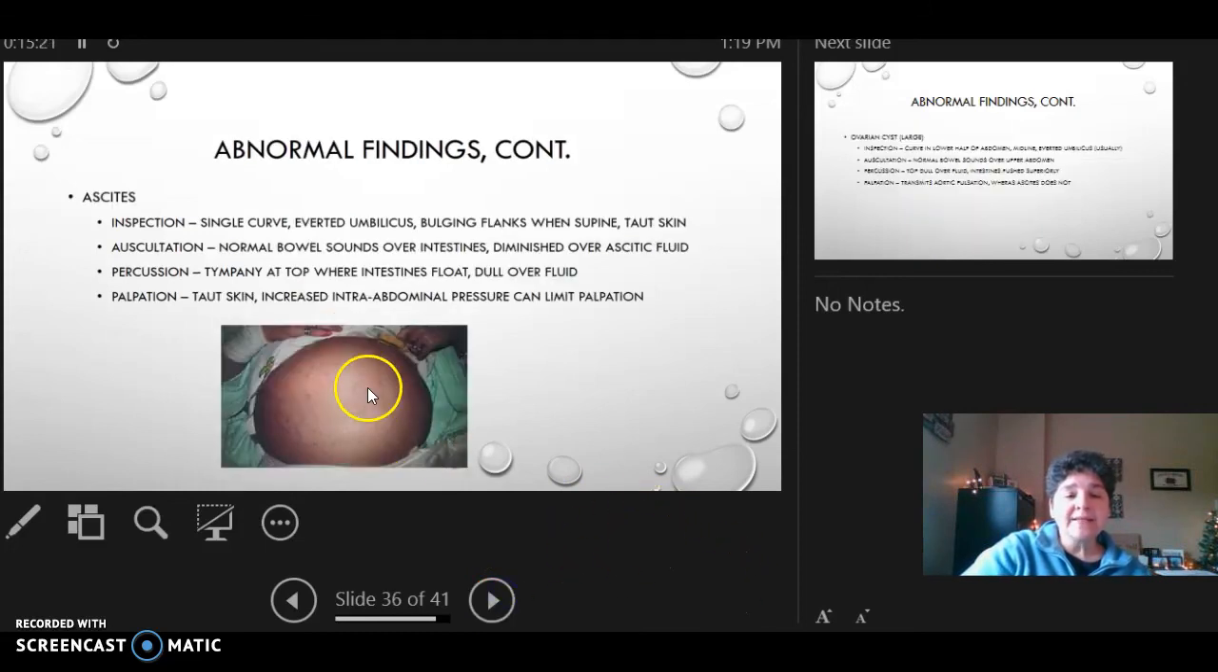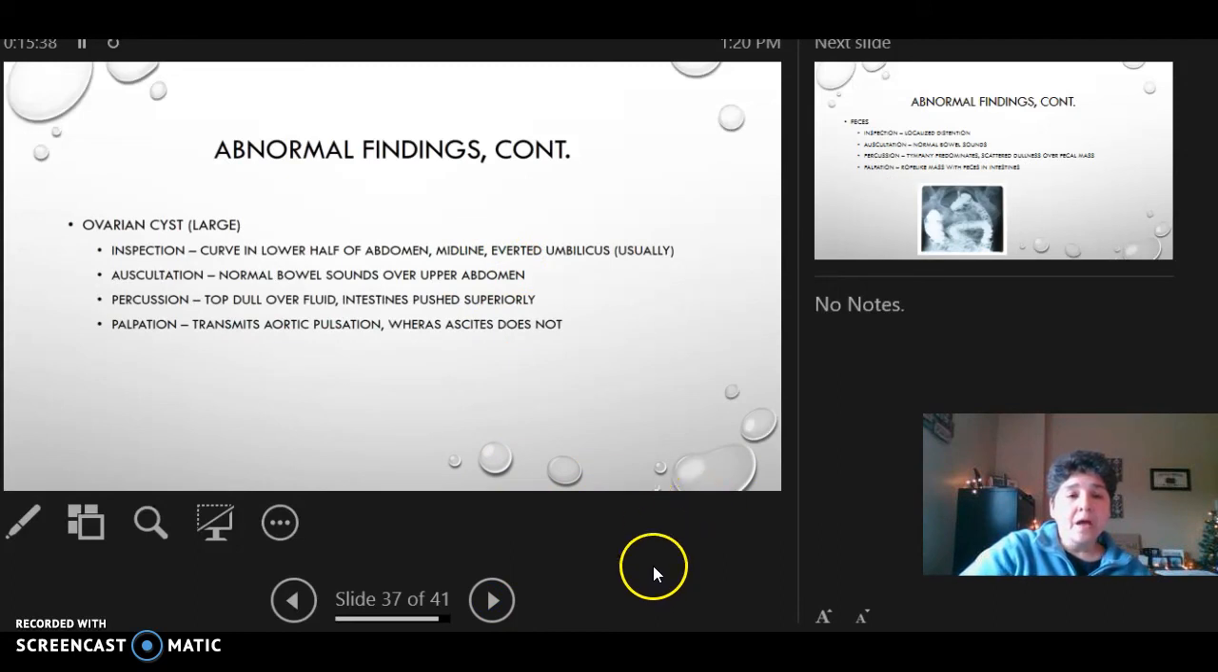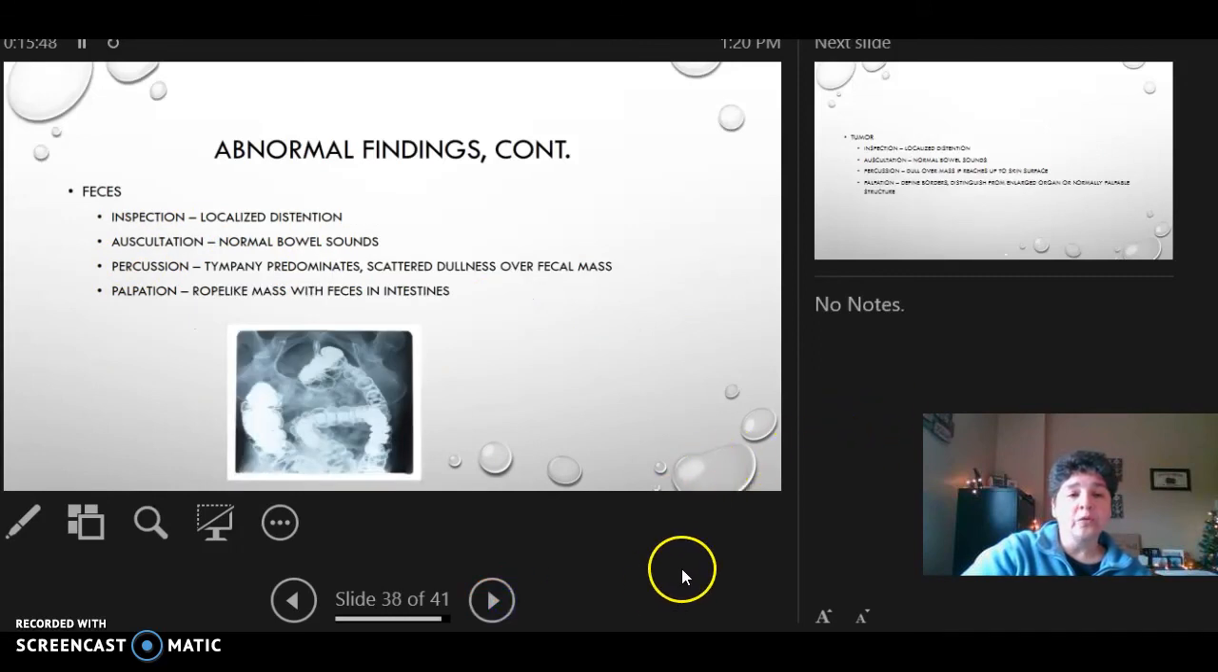Here is ascites, so this is a fluid buildup in the abdomen. This would be where the belly button is, right in this area here. So you can see that it's really quite a distended abdomen, and this describes the different findings that you might see. Ovarian cysts, women can get ovarian cysts. They may have some problems with that, especially pain, and you can look through these things on your own.